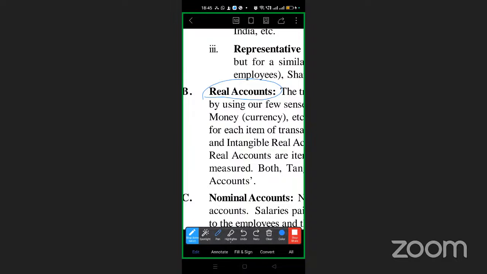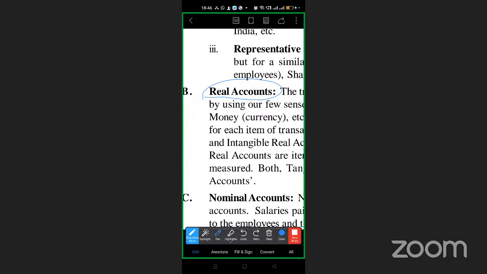Can we see the chair? Yes, we can see the chair. Can we touch the cash? Yes, we can touch the cash. Can we touch the vehicle? Yes, we can touch. Furniture, we can touch. Building, we can touch. Motor car, we can touch and see. Cash, we can touch and see.